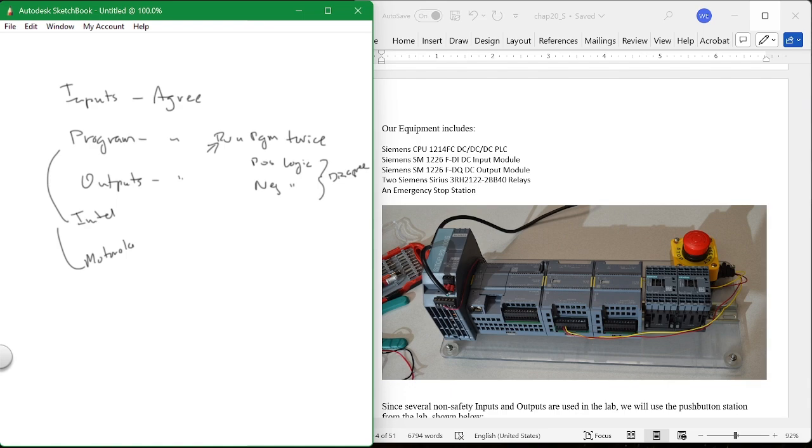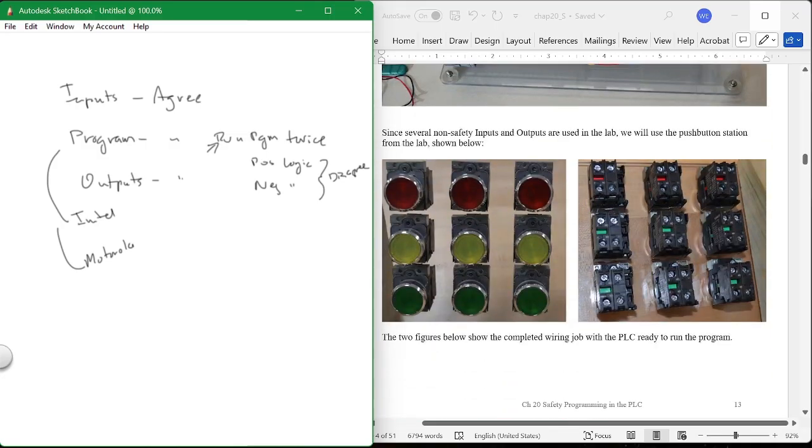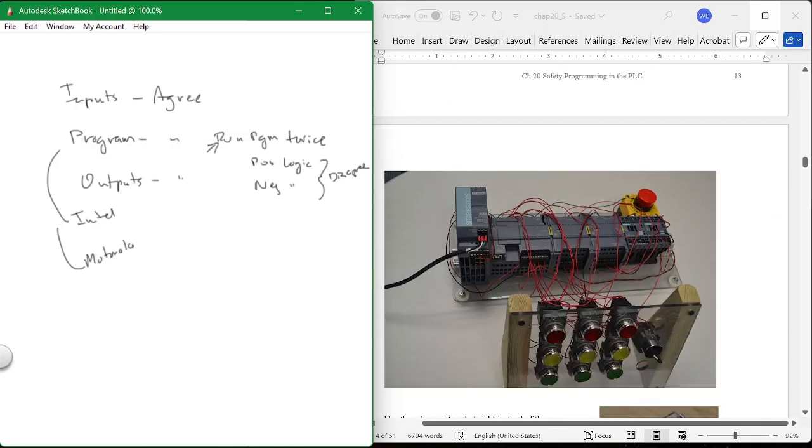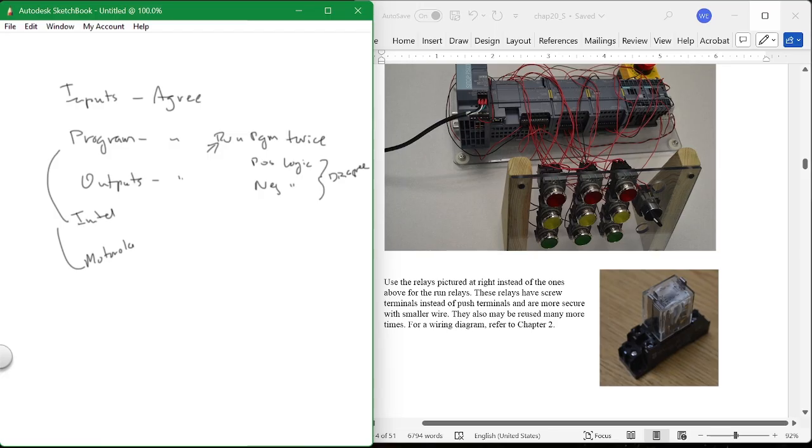Now these are regular relays. My suggestion is that you do not use these. You use the little relays that you used before. And if you read down through here, it reiterates that. It actually tells you to use this relay instead of that one. And why?